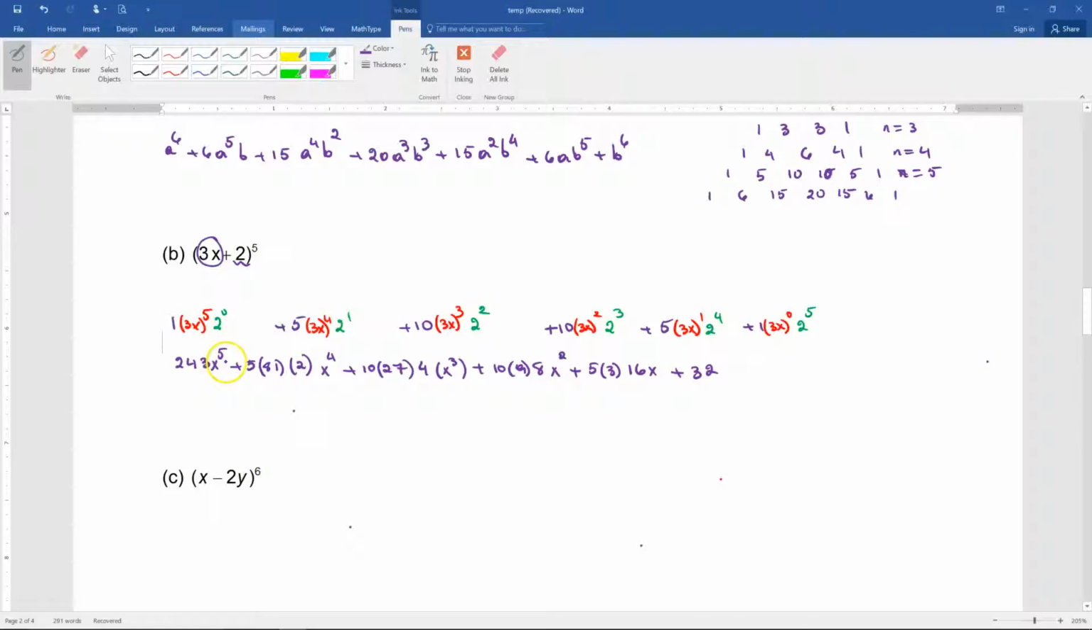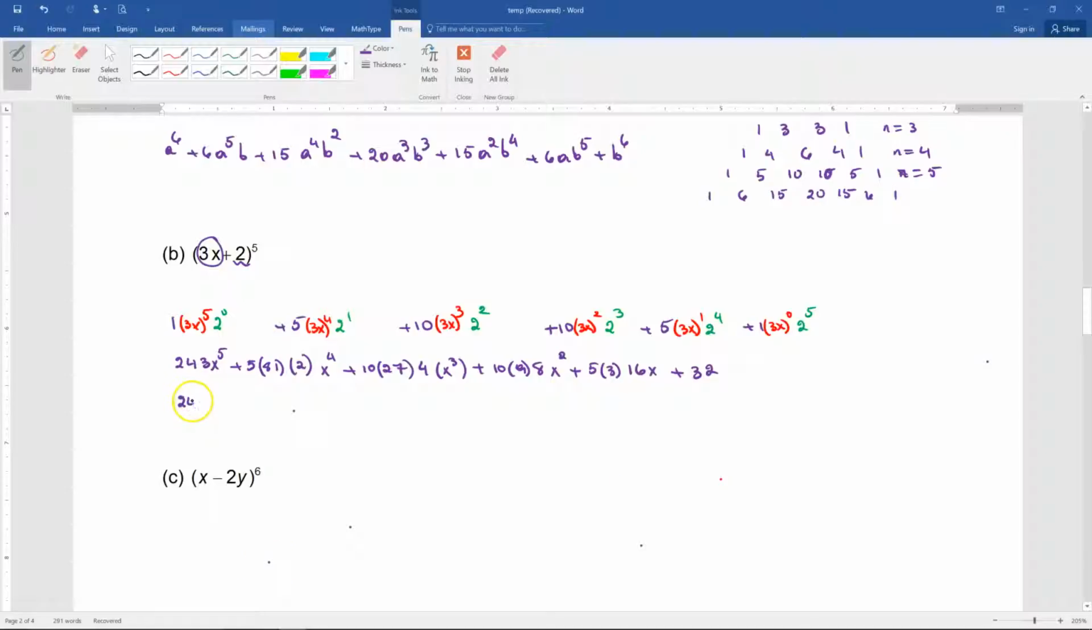The x's are always at the end, right? You always write the coefficient first, then the variable. So what do we have here?